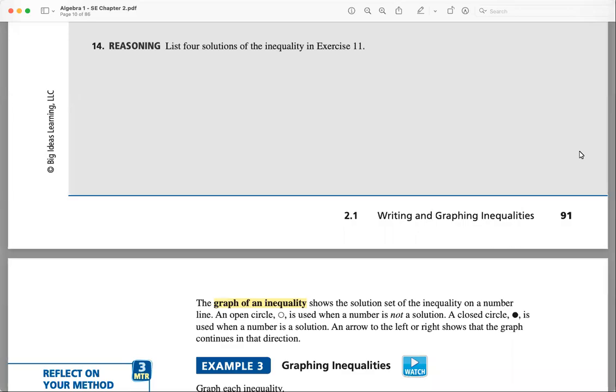It says reasoning. List 4 solutions of the inequality in exercise 11. So in order for me to come up with solutions, and 4 of them, I actually need to solve this inequality. So let's start with that. 4x minus 25 is greater than -2. You solve them like you solve equations.